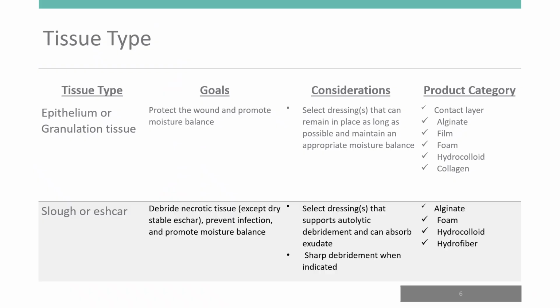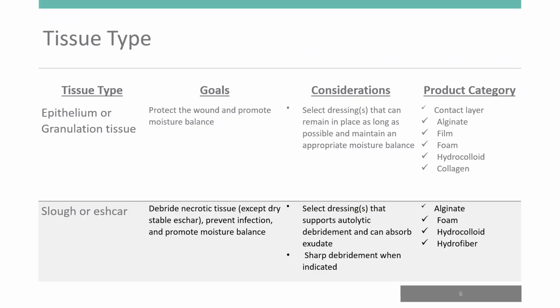It's often a good place to start by evaluating the tissue type. When you evaluate the tissue type, if you see epithelium or granulation tissue, the goals of care should be to protect the wound and promote a moisture balance. Considerations should include selecting a dressing that can remain in place as long as possible and maintain an appropriate moisture balance. Product categories would be contact layer dressings, alginates, films, foams, hydrocolloids, and collagens.